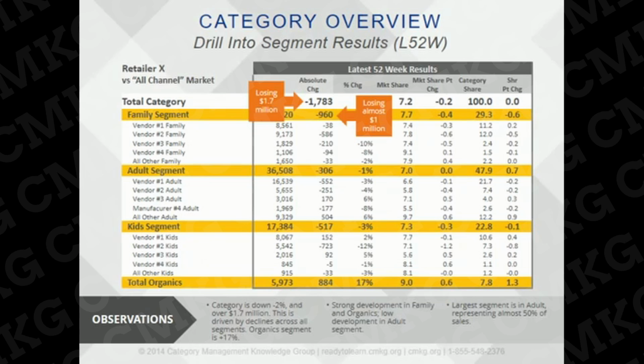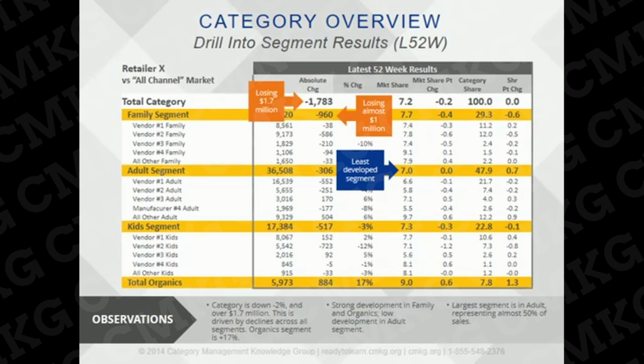As a category manager, you should also have a sense of what segments you're most and least developed in, based on market share. Some retailers use this as one of their key measures in their business on an ongoing basis. What is the least developed segment for Retailer X? Retailer X is least developed in the adult segment and most developed in family and organics.